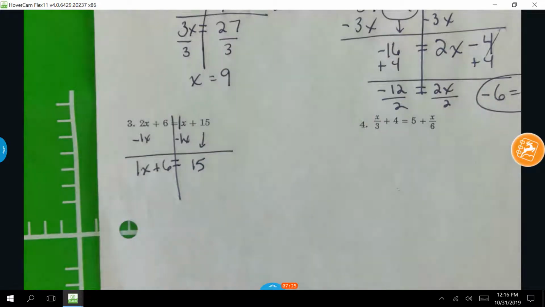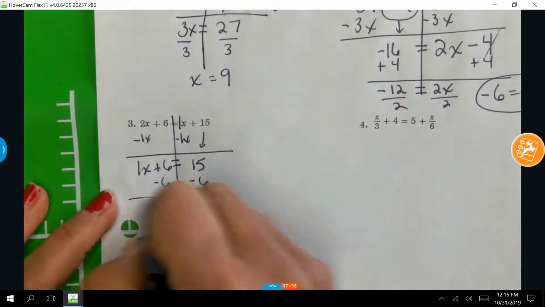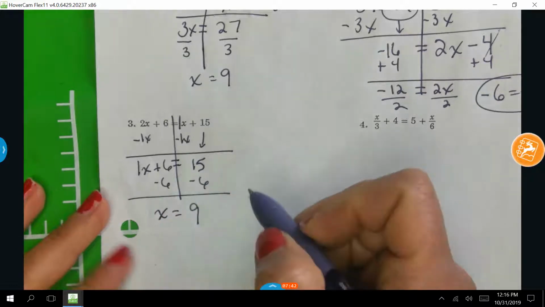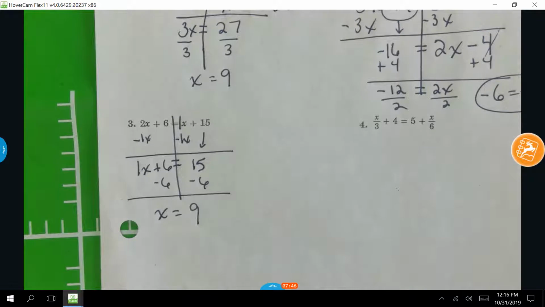Now, this is just what we've been doing in class. I think you know what to do. So now we have the variable on the left-hand side, so minus 6. Subtract 6. Very good. Subtract 6 from both sides, and you're just left with x equals 9. Now, if you brought down the 1, you would just divide by 1, but you'd still get x equals 9.